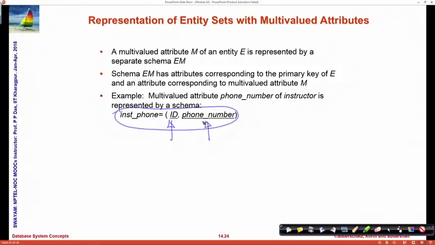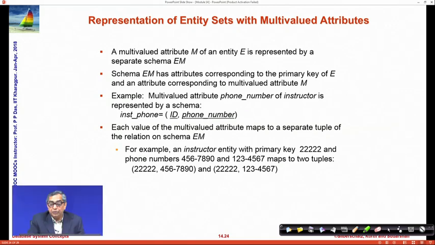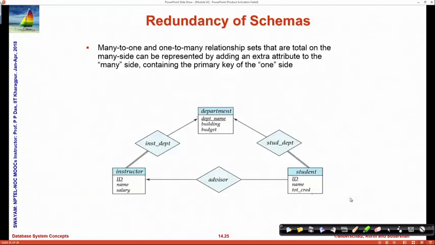And then this inst_phone in conjunction with the instructor relation will actually denote the multi-valued phone number attribute. So, this is just an example showing that for one primary key of an instructor, 12222, there are 2 phone numbers. So, this will basically mean you have 2 tuples in the new relation. So, with that we can handle multi-valued attributes also.